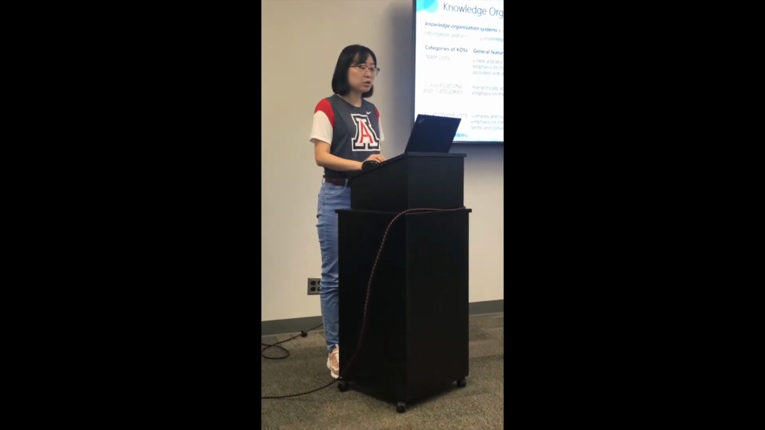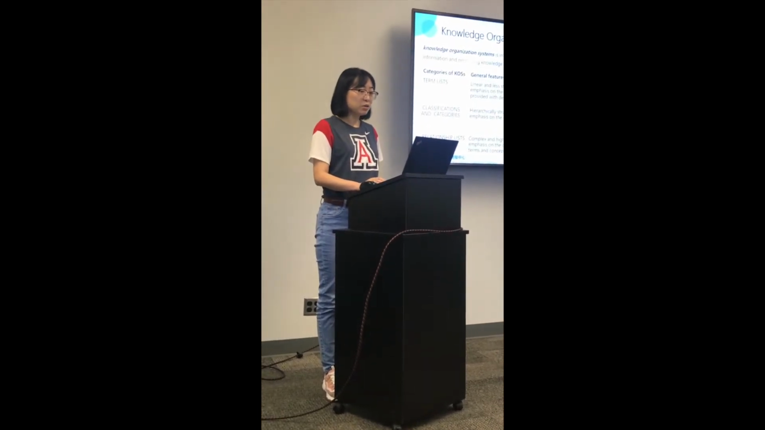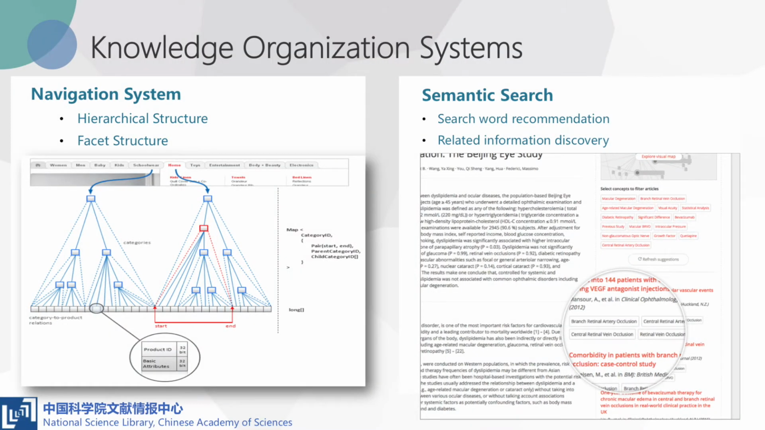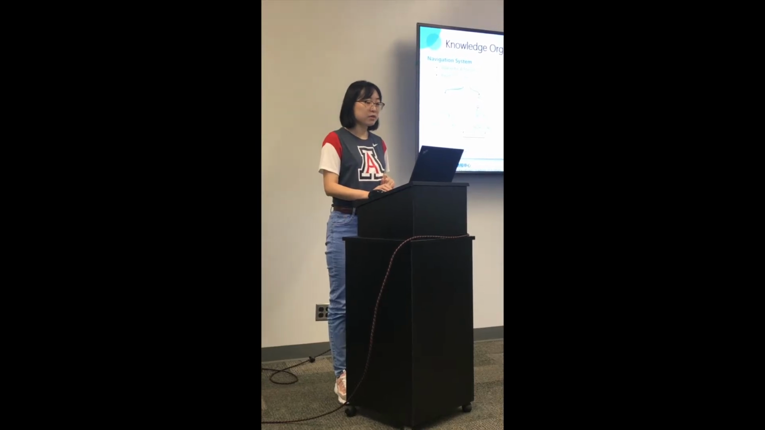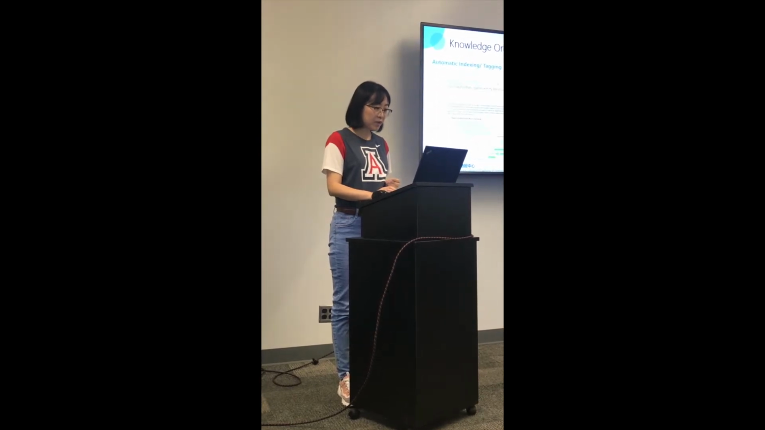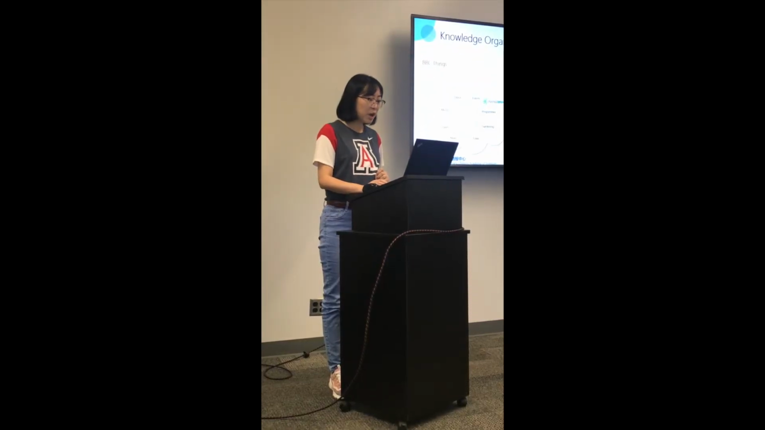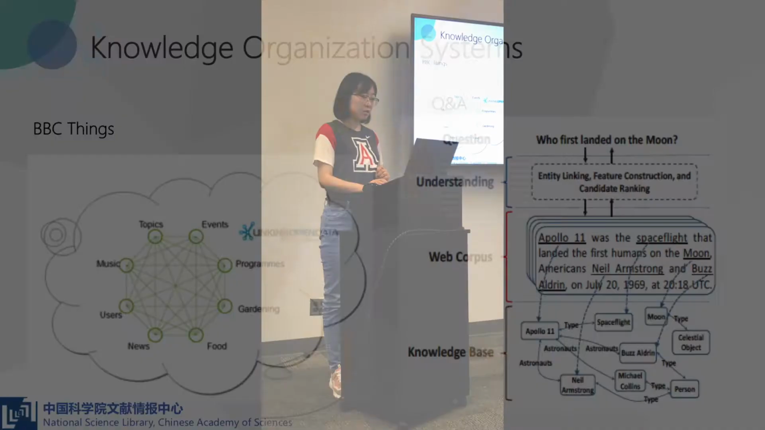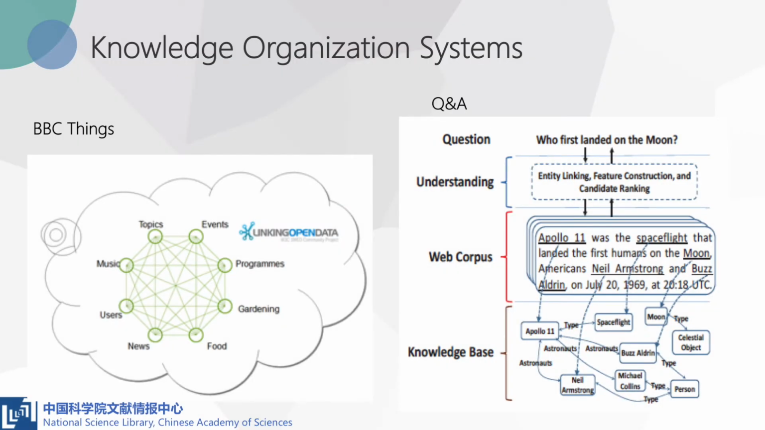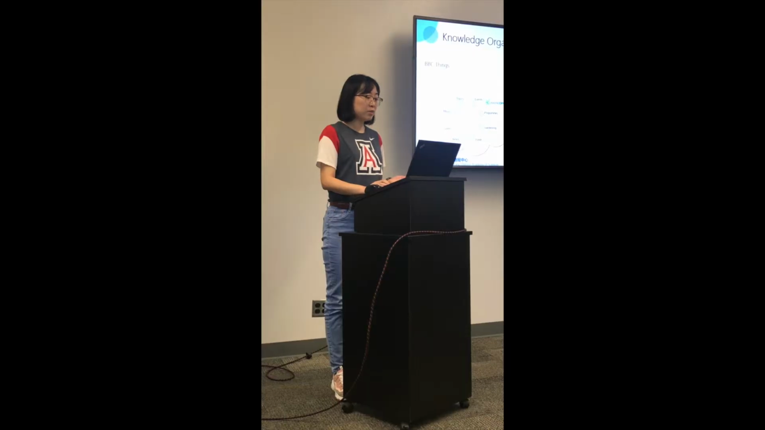And I think knowledge organization systems can be used in a lot of applications, like the navigation system, which can help us to browse information in a hierarchical or a fast structure. Also, it can be used in some semantic search systems to recommend some search words or give some related information. And it can be used in some automatic indexing or tagging systems, and to aggregate content. Some companies like BBC also build their knowledge graphs. They try to integrate all the information in their news to provide users more specific information.